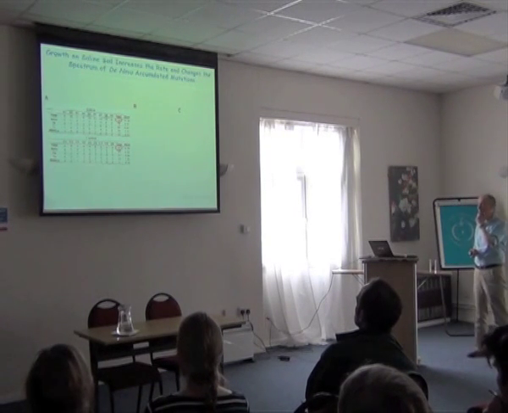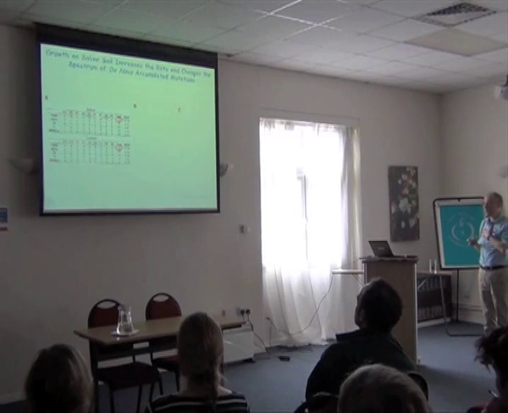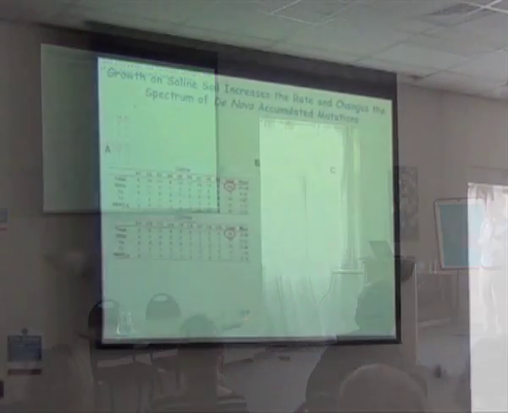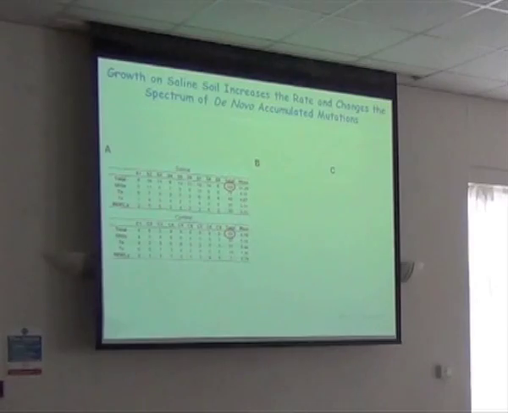And just to summarize very briefly the kind of results that we're getting from this. Basically, growing Arabidopsis plants on salt, at the levels of salt that I've shown you, which is enough to stress the plants but obviously not enough to kill them, actually roughly doubles the mutation rate.